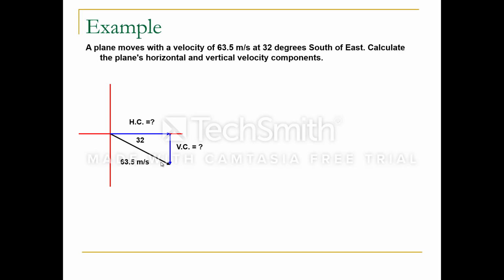Instead of labeling it as HC and VC, you can always label it as X and Y. That is perfectly fine. When we work out some of the harder problems, I'll go back to using X's and Y's. But just for now, I want to leave it that way.